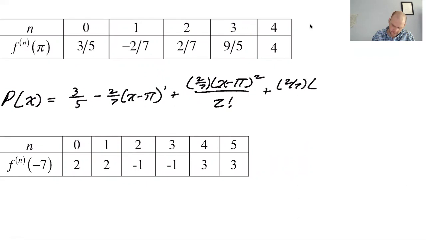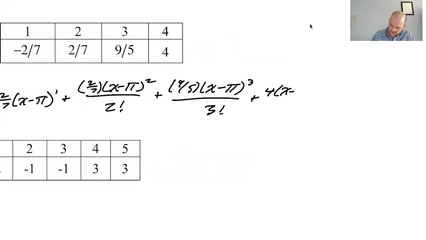So it's actually easier, but until you notice that, it's kind of weird. I was going to say there's a lot of 2/7 here. 9/5, I don't know what I'm even saying. Cubed, 3 factorial. 4, x minus pi to the 4th over 4 factorial. A lot of 4s.